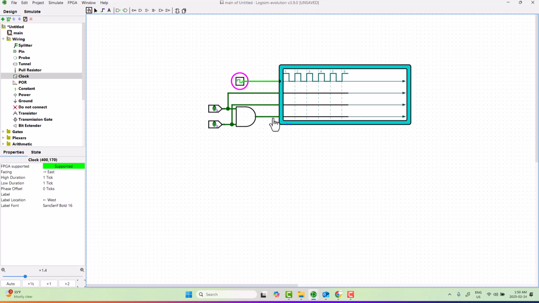Okay, so you're going to see what happened when we change the input. So I'm going to change the first one to 1. So I click on that, and you can see it here.